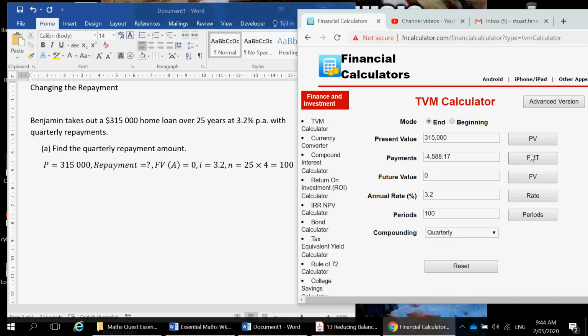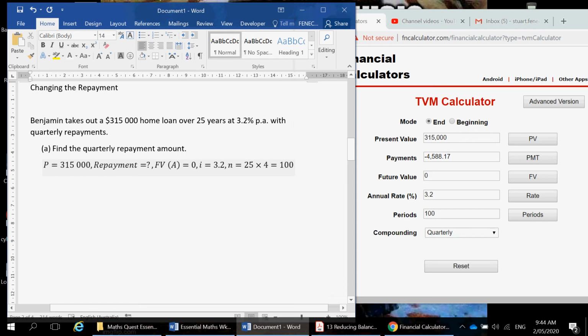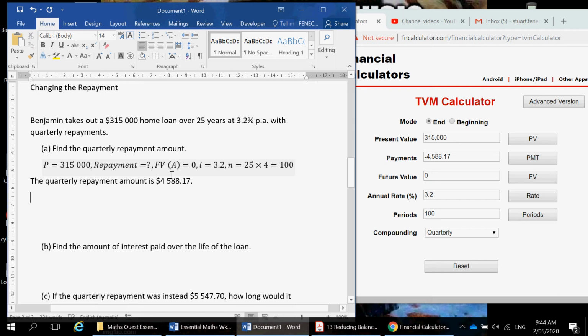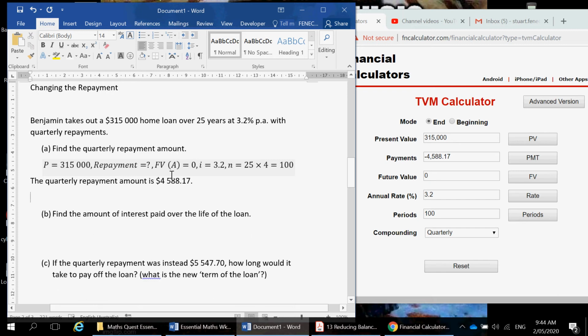We press this button and it will tell us that the quarterly repayment amount is $4,588.17. Now that's every 3 months. That's one huge payment every 3 months instead of the more common monthly or fortnightly or weekly. Most home loans tend to be monthly, I believe.